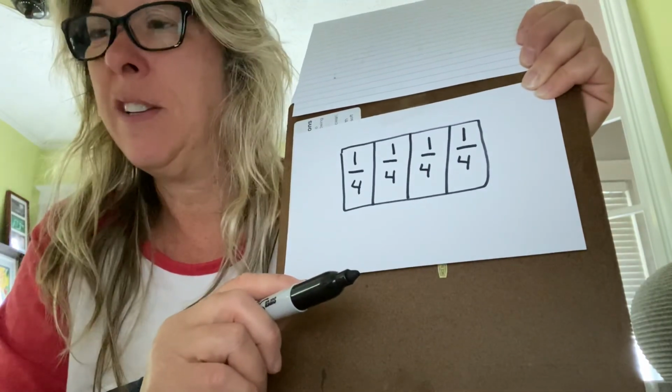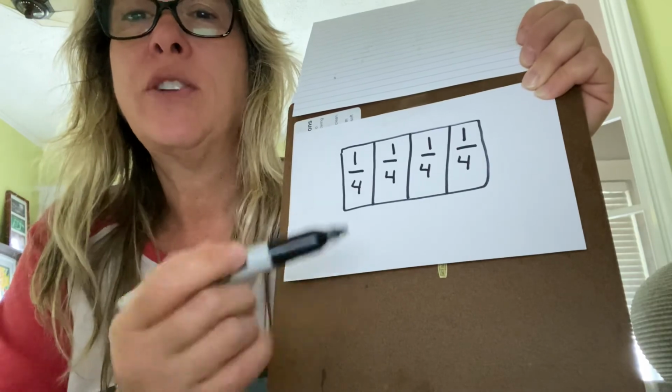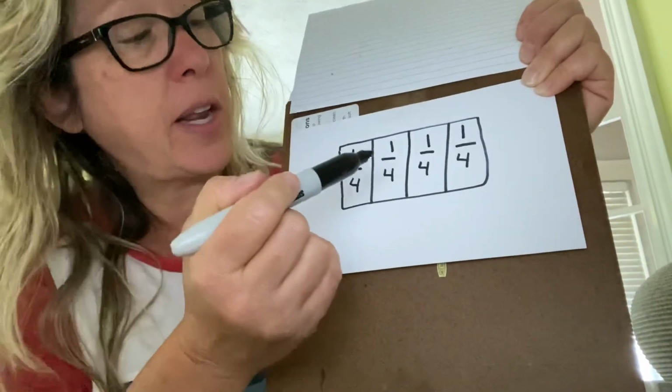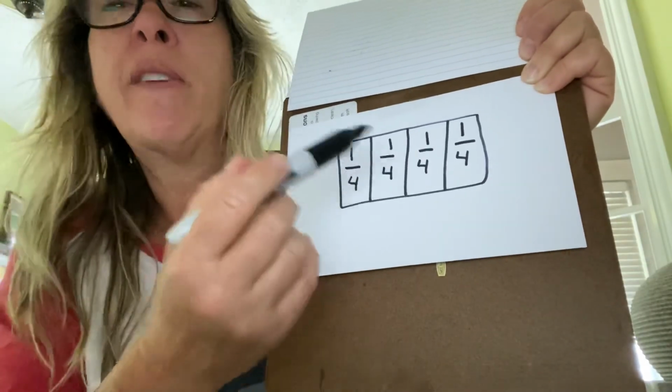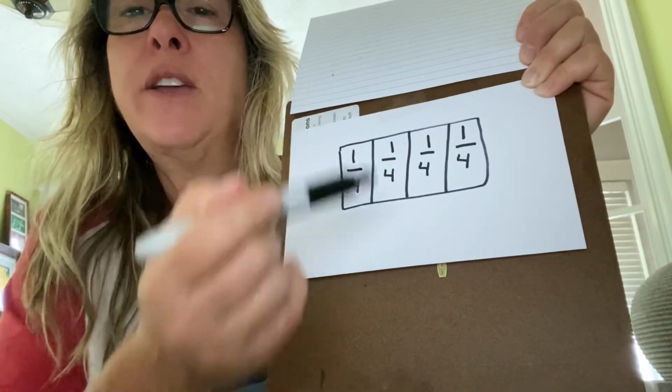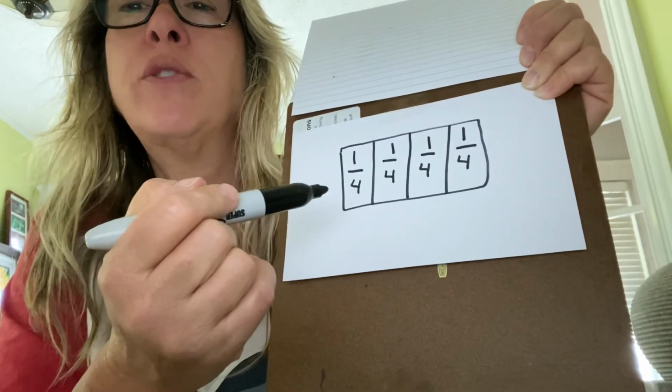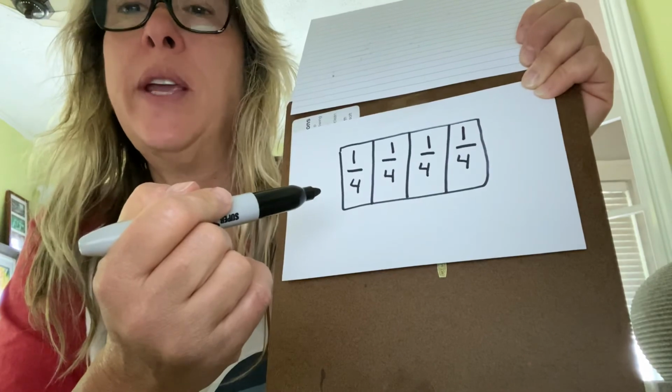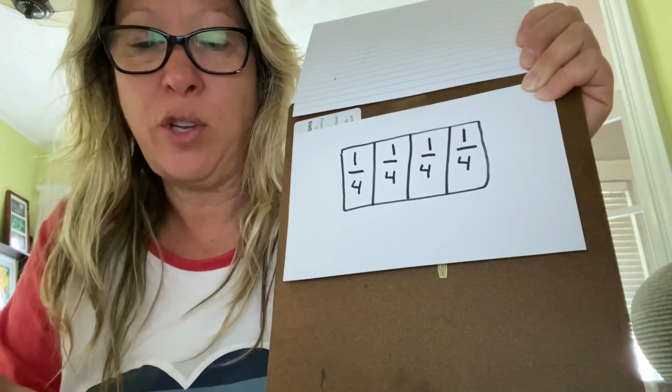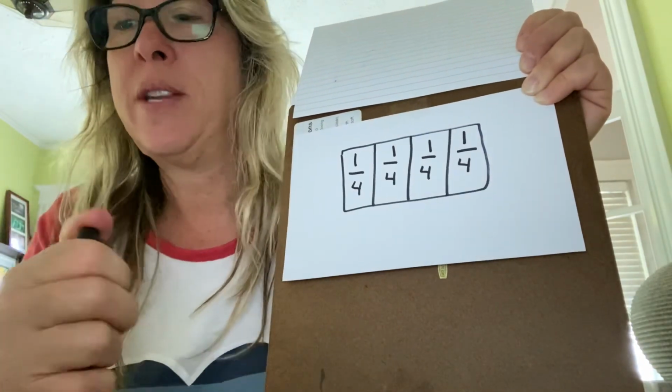All right? Try that out today. Try cutting out a piece of paper or drawing some squares, and try using your pencil or a crayon to divide them into equal parts. See how many friends you can share your brownie with today.